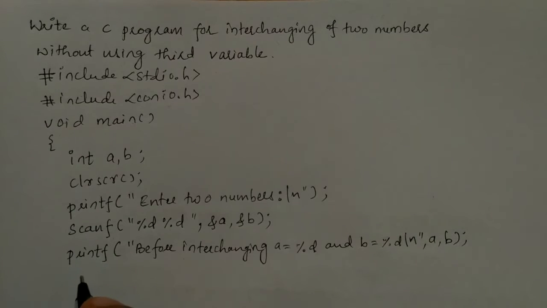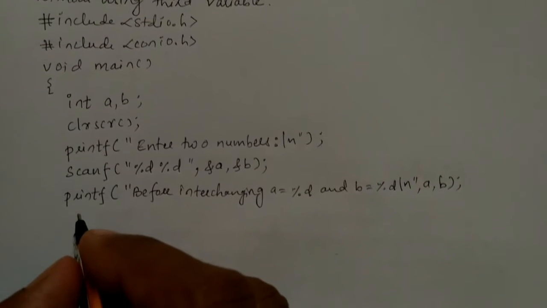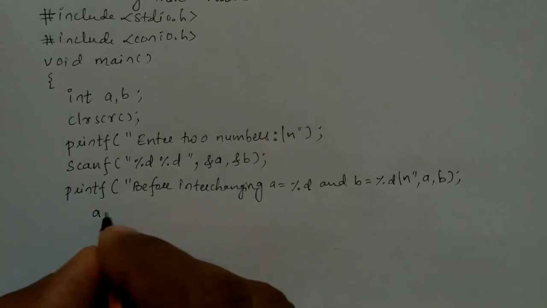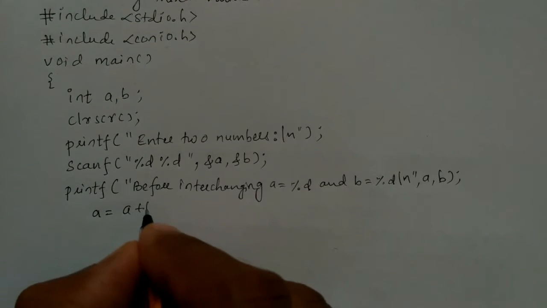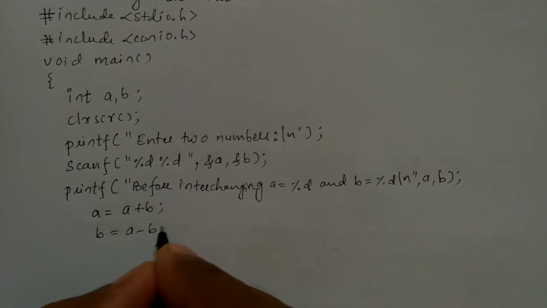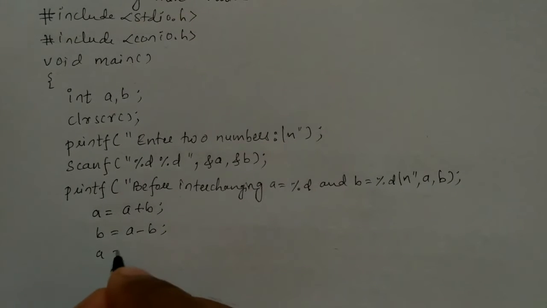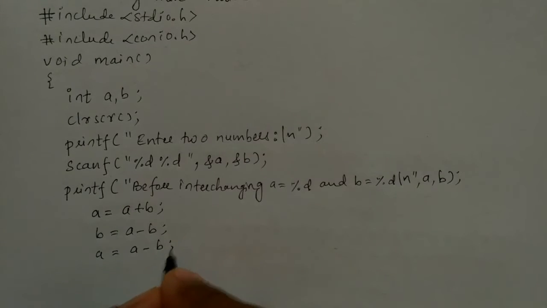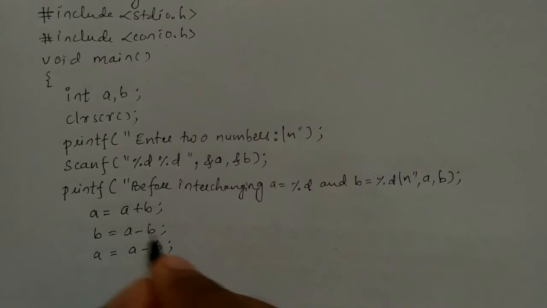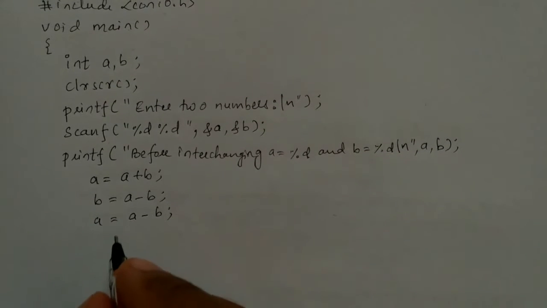Now we are going to write the logic for this program. So here you observe carefully. I'll write a is equal to a plus b, then I'll write b is equal to a minus b, and I'll write a is equal to a minus b and semicolon. So we are going to study the logic, how exactly it works, by taking example.